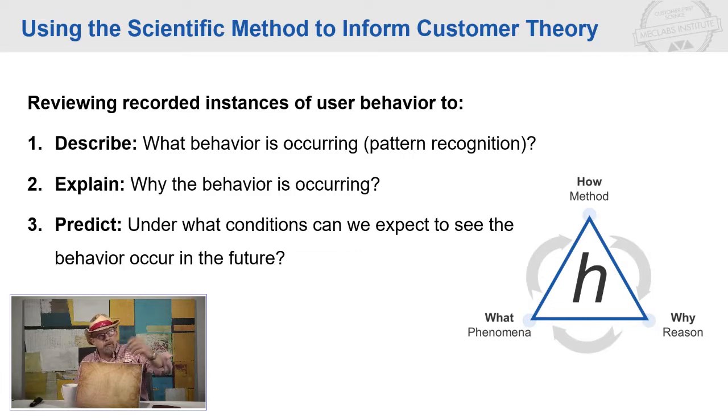I'm looking at this big infographic on my left, but the point of it all is unless what you're doing is producing predictive power, it's a waste of your energy. So here's what we do. We describe what behavior is occurring, we explain why it's occurring, and we predict under what conditions we can expect to see the behavior occur in the future, or the opposite.